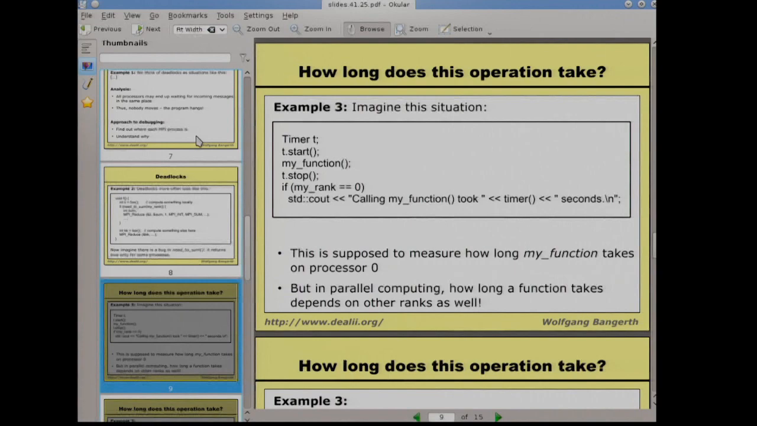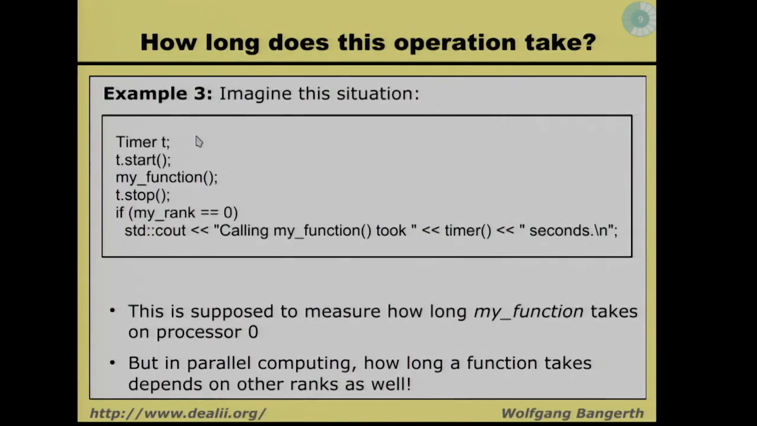Okay, here's the last example that I would like to talk about, namely, how long does an operation take? So oftentimes we want to time how long an operation takes, and here's an example. So let's say I have a timer t, I start it, I call a function my function, and I stop it, and then if I'm on processor 0, I'm going to say this took so and so many seconds. So these are deal.II classes, timer, t.start and t.stop, and timer parenthesis means just give me the number of seconds between the previous start and stop.